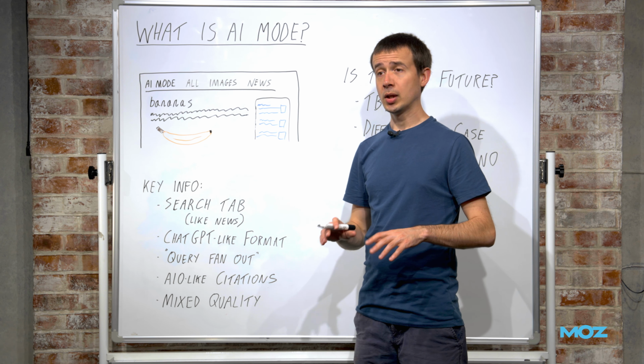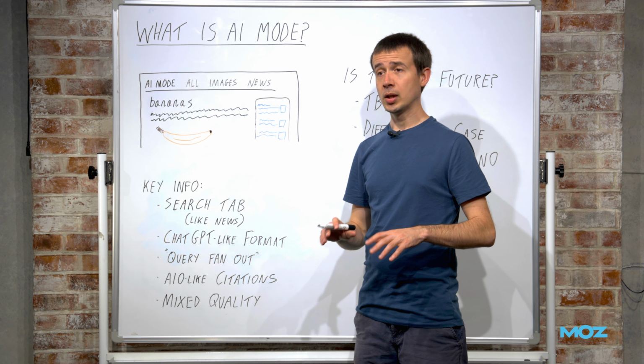So key points. As I say, it's a tab like news, like those other things. It is unlike news and like those other things in that it doesn't get broken out, unfortunately, in Google Search Console. It's just lumped in with regular search. You can filter out news. You can filter out image search in Search Console. You can't filter out this.